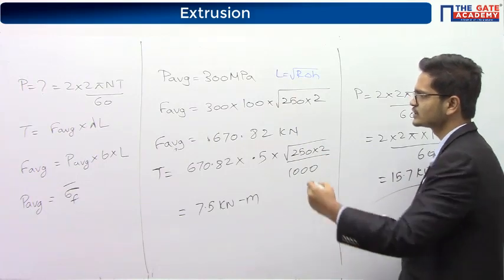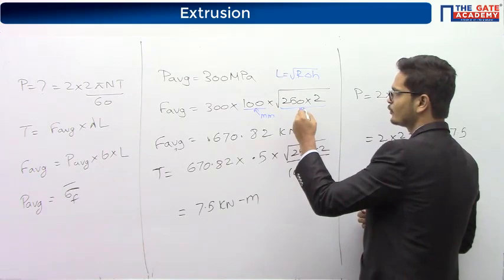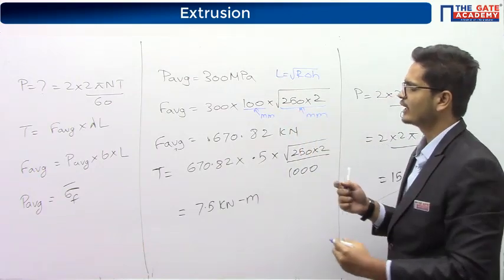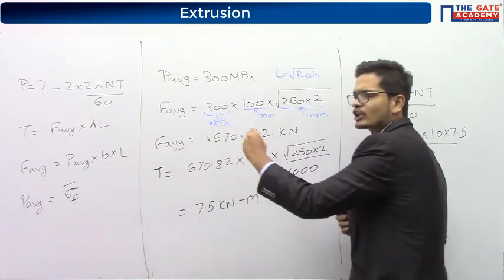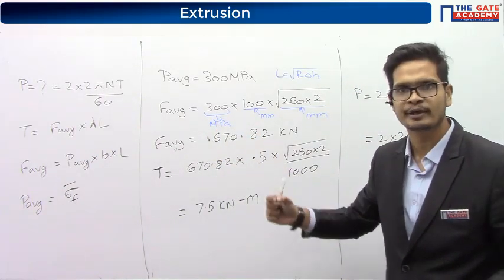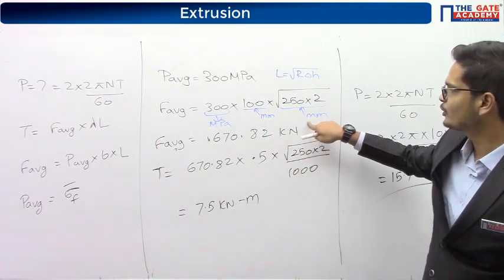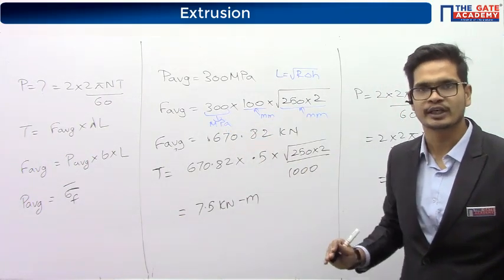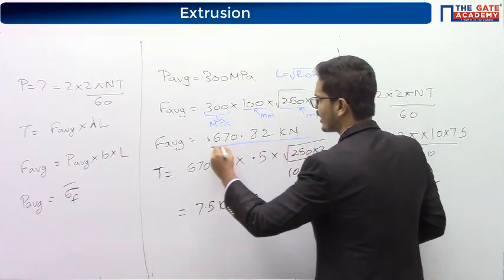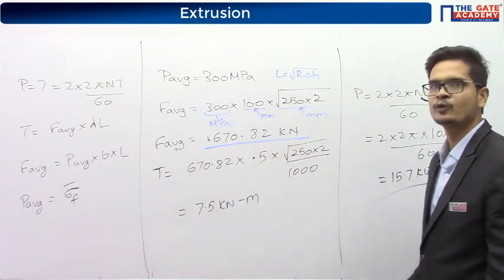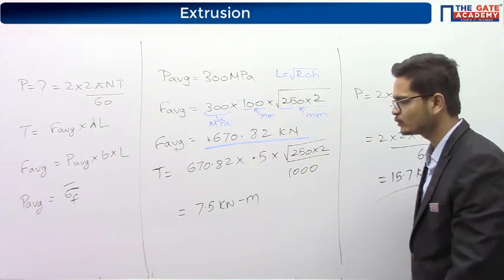Next thing you have to see is, this is having unit mm, this is having unit mm, and this is having unit megapascal. What is megapascal? Megapascal is Newton per mm square. So into mm, the answer I'll get in Newton. Based on that, I got F average as 670.82 kilonewton. After this, I went for the torque calculation.